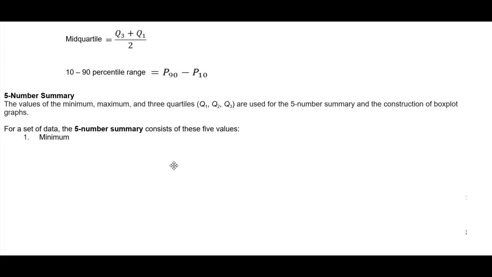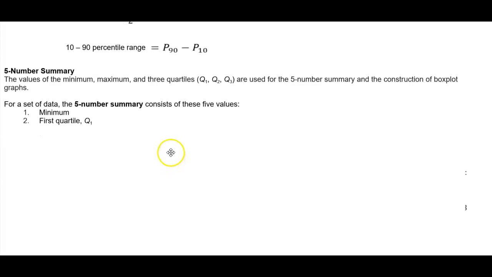The first one is the minimum. The second one is the first quartile, Q1. The third is the second quartile, quartile 2, which is the same as the median. The fourth is the third quartile, which is Q3. And the last one is the maximum.